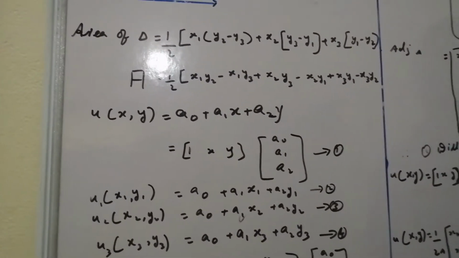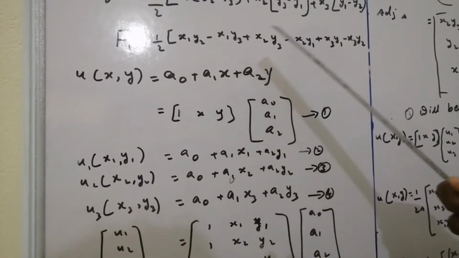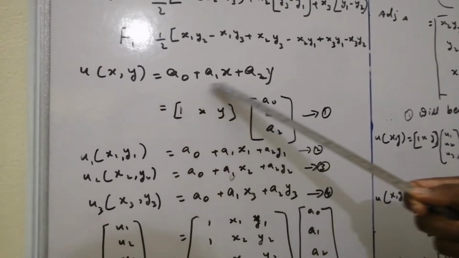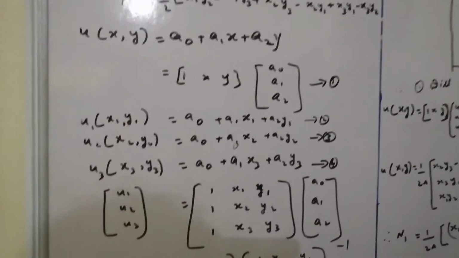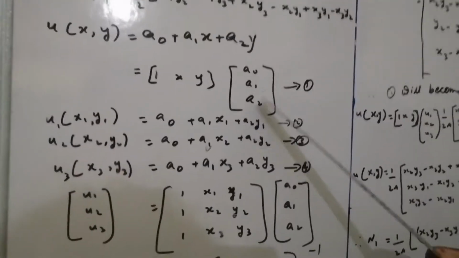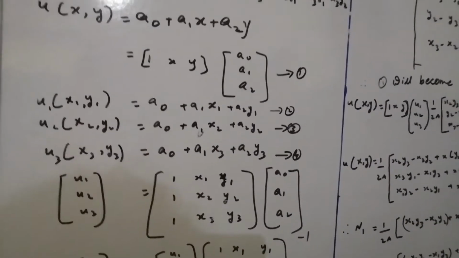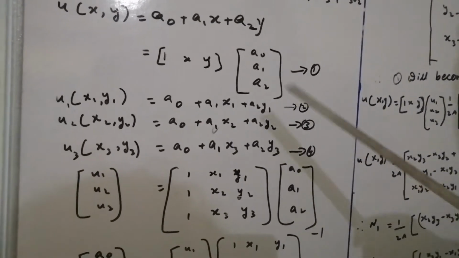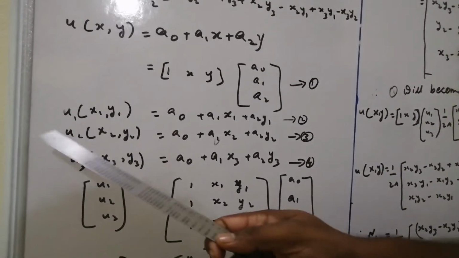And we know that the displacement u of x, y equals a0 plus a1 x plus a2 y. This we have already studied in the fifth module, and we are writing it in matrix form. So u equals 1 x y into a0 a1 a2, and we have three nodes, so we are converting this equation in a small manner.